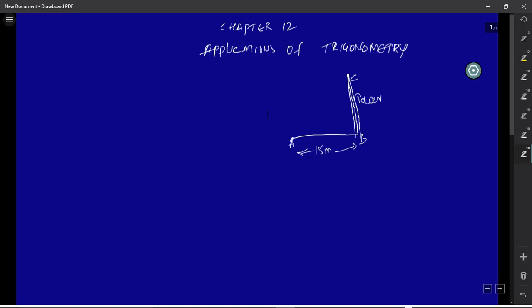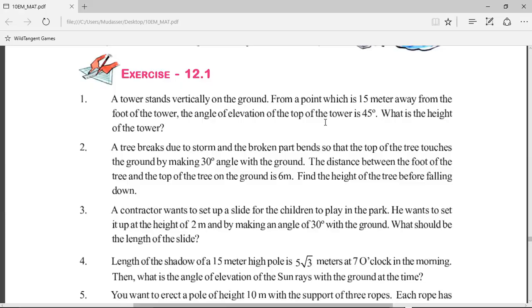Now from this point A, which is 15 meters away from the foot of the tower, we are looking at the top of the tower here, and we get an angle 45 degrees. That is what it says in the question, right?